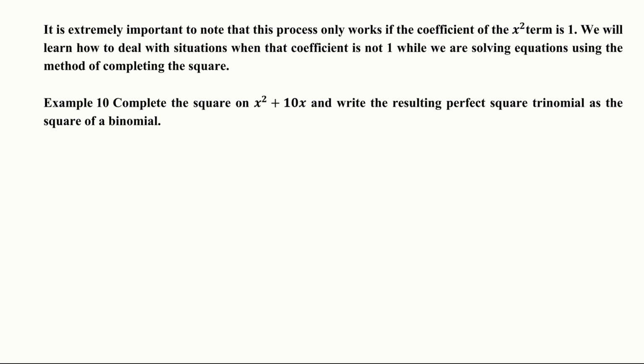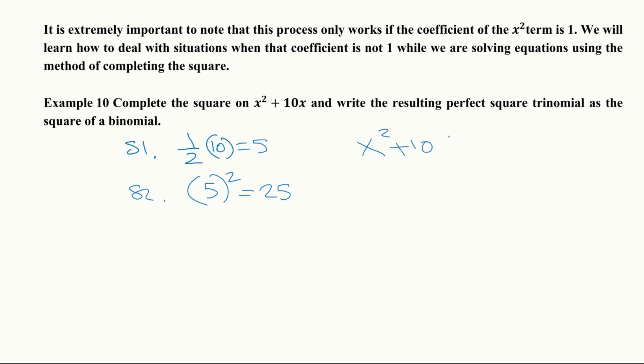2 steps. Step 1, take 1/2 the coefficient of x. What's the coefficient of x? 10. So 1/2 of 10, and that's what? Yes, I agree, it's 5. Now for step 2, just take the 5 and square it. You get what? 25. So I just realized this: if I take x squared plus 10x and I add 25 to it, I have created a perfect square trinomial. And how is that going to factor? Easy.